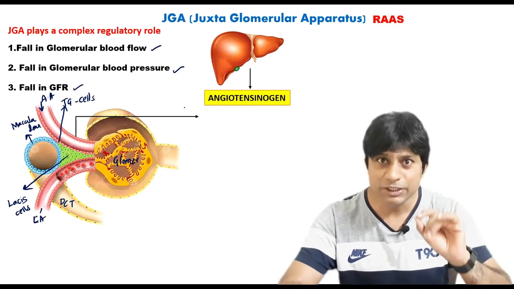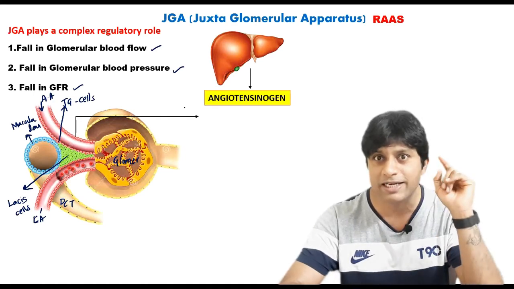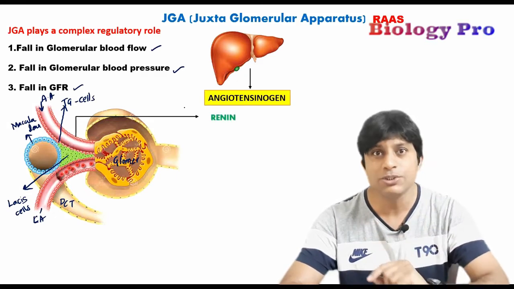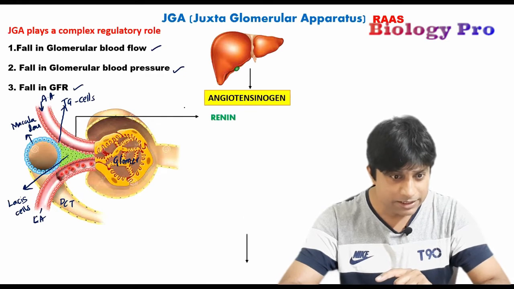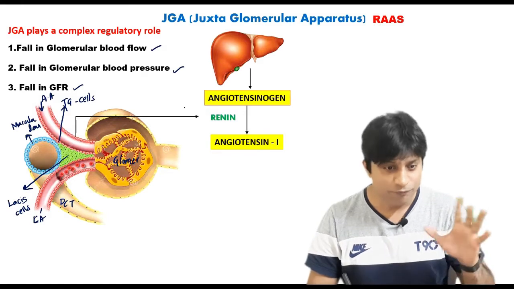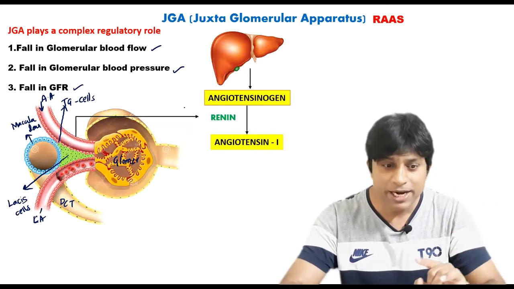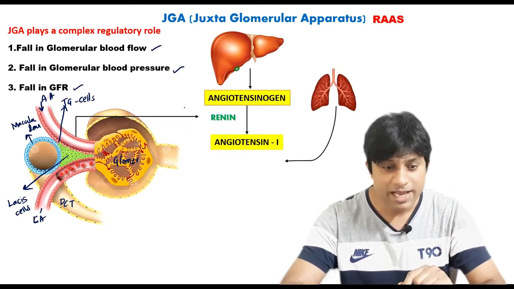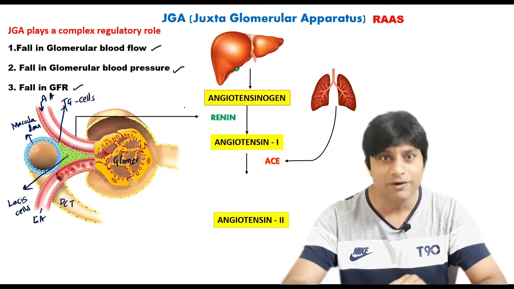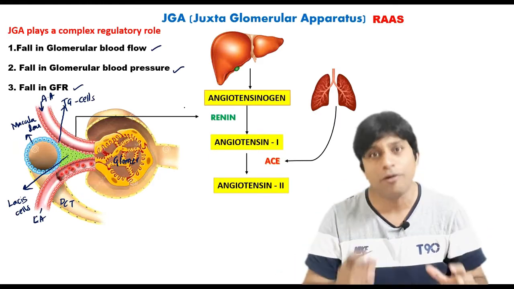So whenever there is a drop in blood pressure in the efferent arteriole, juxtaglomerular cells, which act as baroreceptors, will detect this and immediately produce renin. Now renin converts angiotensinogen into angiotensin 1. Fine. Next, angiotensin 1 is still not active. So capillary beds of the lungs secrete angiotensin converting enzyme. This acts on angiotensin 1 and converts it into angiotensin 2. Now angiotensin 2 is the active form.